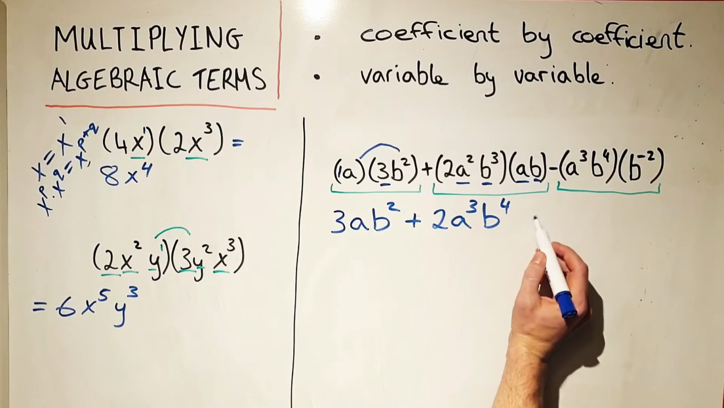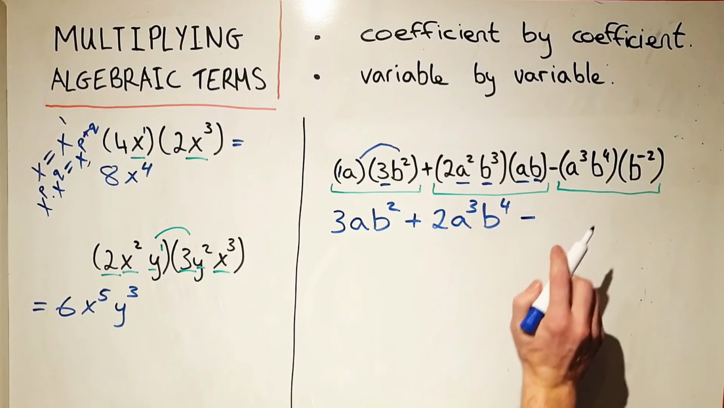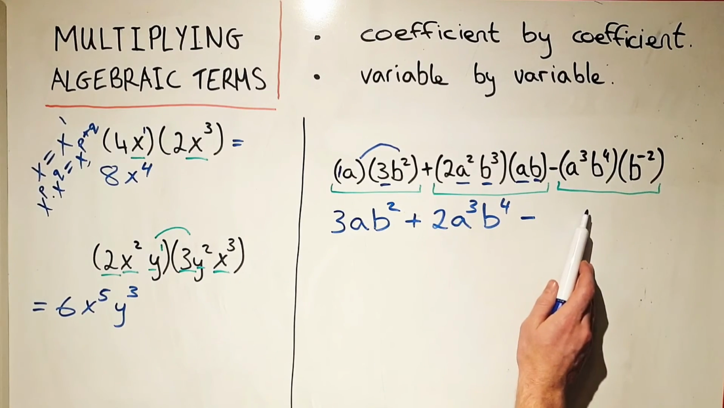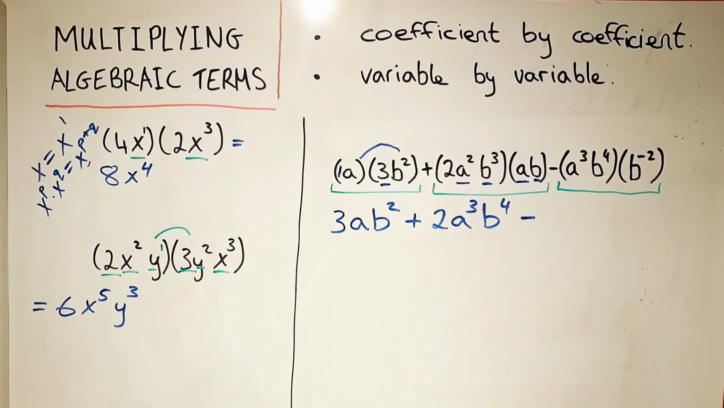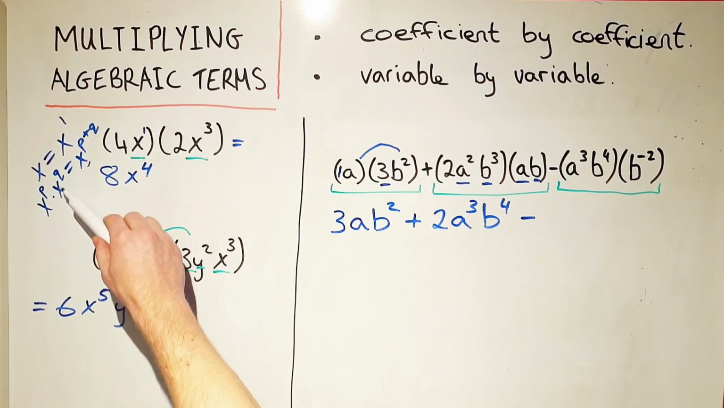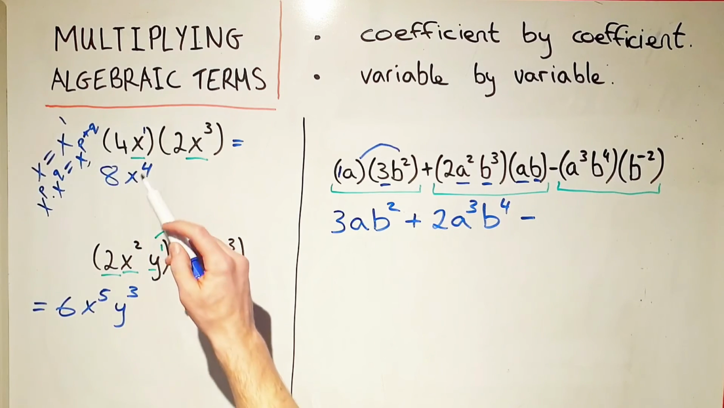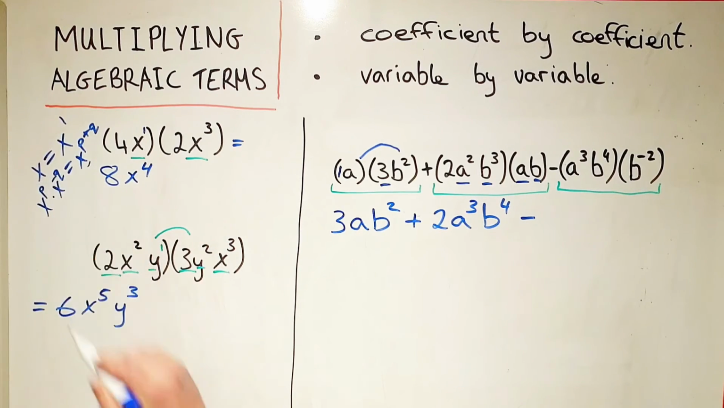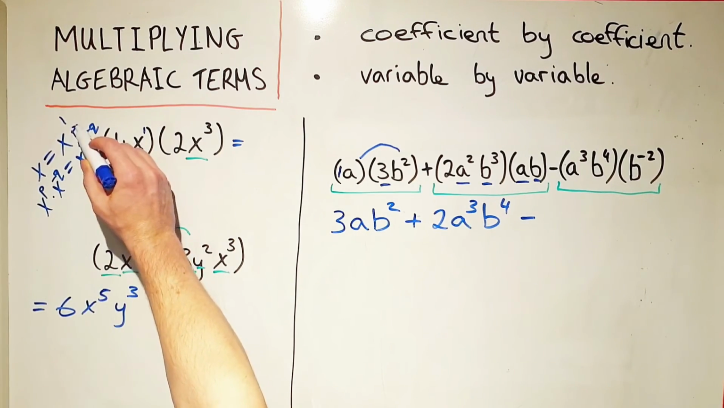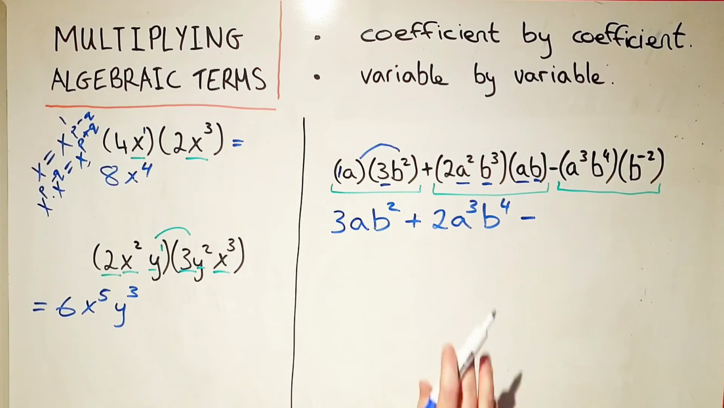And then finally, we have a minus. We have something slightly different with this last expression. We have an a cubed b to the 4 multiplied by a b to the negative power. But the rule you could probably work out from looking at this example. We have x to the p multiplied by x to the q equals x to the p plus q. But if I said that q was negative, then you would just be adding a negative number. So in effect, that would be p minus q. So it's the exact same, except the sign is just switched.